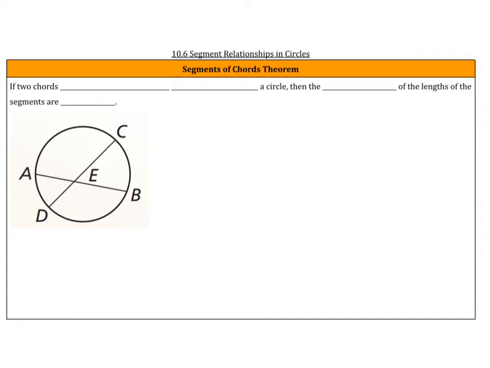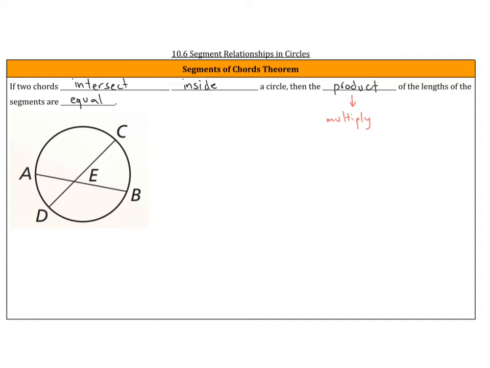What it says is that if two chords intersect inside a circle, then the product of the lengths of the segments are equal. Now, this word product is the answer to a multiplication problem. So when we see this word product, we're going to be multiplying some numbers and values together. What we're going to multiply are these.